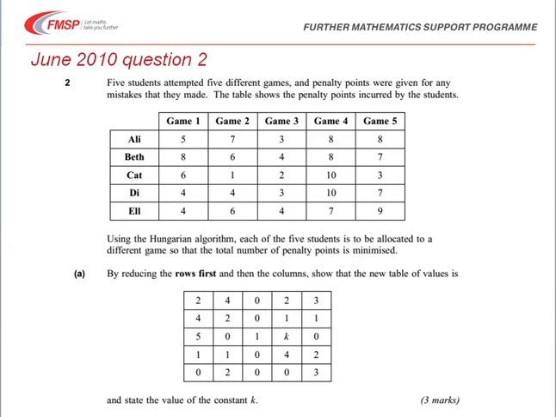Hungarian algorithm, so that each of the 5 students is allocated to a different game and the total number of penalty points is minimized. In other words, minimize the values in this table when we make an allocation. We're asked to do that by reducing the rows first and then the columns, and show that we get this new table where we have to find the value of k.